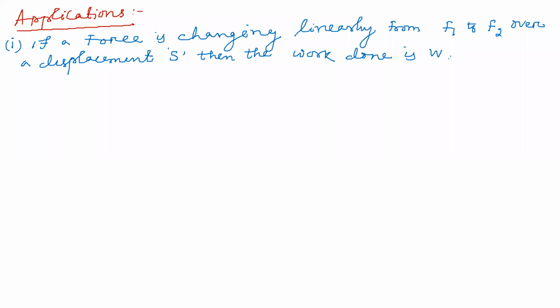W is equal to (F1 plus F2) divided by 2, the average mean force, into displacement. Like this, you may get that the force is changing from this many Newton to this many Newton, and the displacement is given, and you are asked for the work done. Which force will we take? A mean force, (F1 plus F2) by 2.